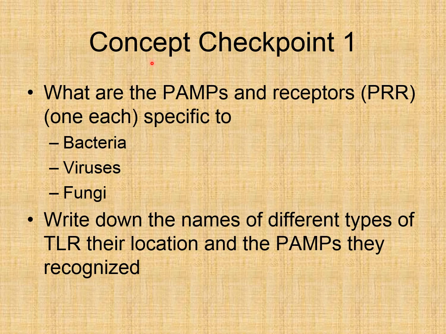Students, it's time for our first concept checkpoint. For the first question, you have to identify the PAMPs in bacteria, viruses and fungi. You have to write one PAMP for each of them. Similarly, you have to identify one receptor present in the human host, or PRR, pathogen recognition receptor, which is specific to bacteria, one for virus and one for fungi.